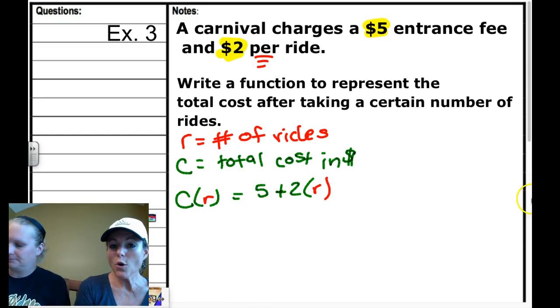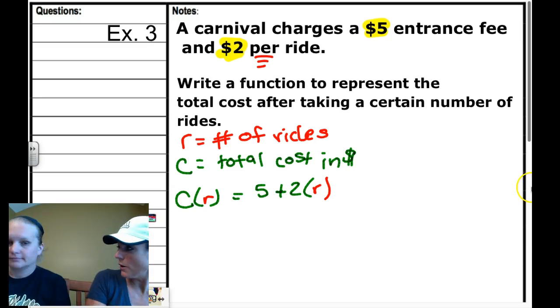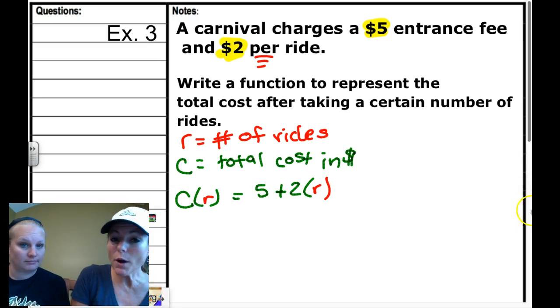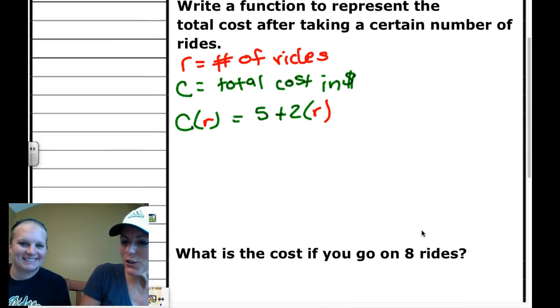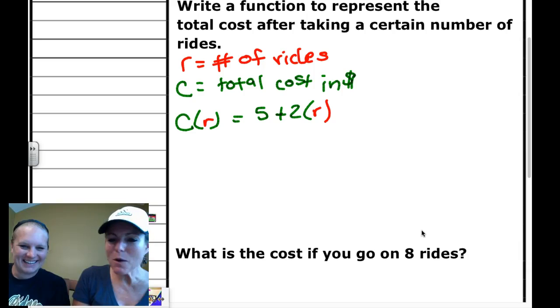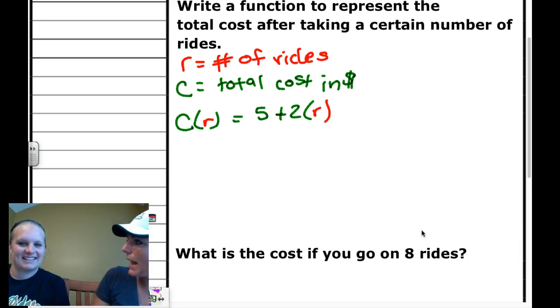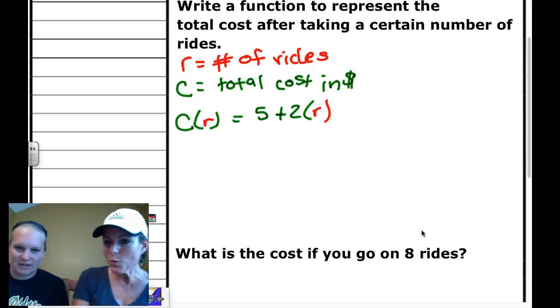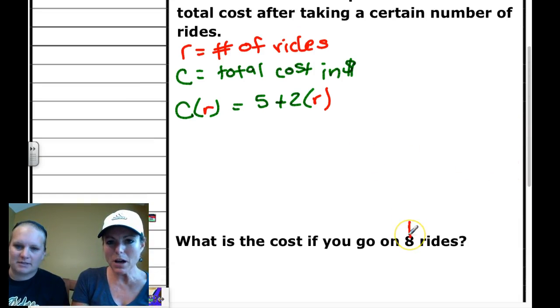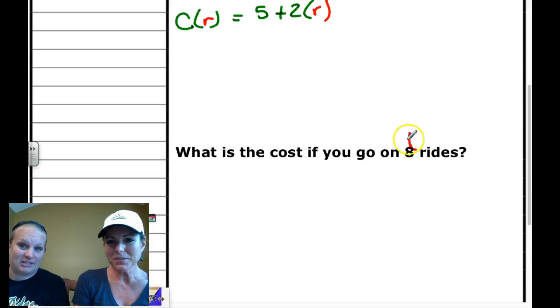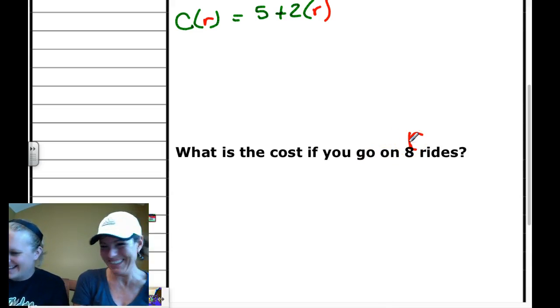Correct. Okay. So now that's done. That's the first part. But now Miss Boyd is actually, she's so smart. She's moving ahead of us right now. Oh, boy. Because look at Miss Boyd. What is the cost if you go on 8 rides? Well, we just plug it in for R. So what does 8 represent? That's our R. That's our R. Nice. I'll float down a little for you. There you go. She's moving it as I'm writing. All right, that's our R.